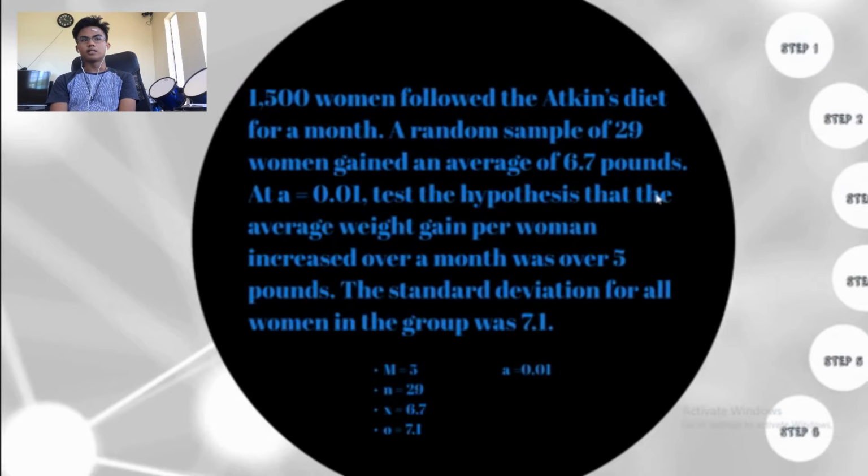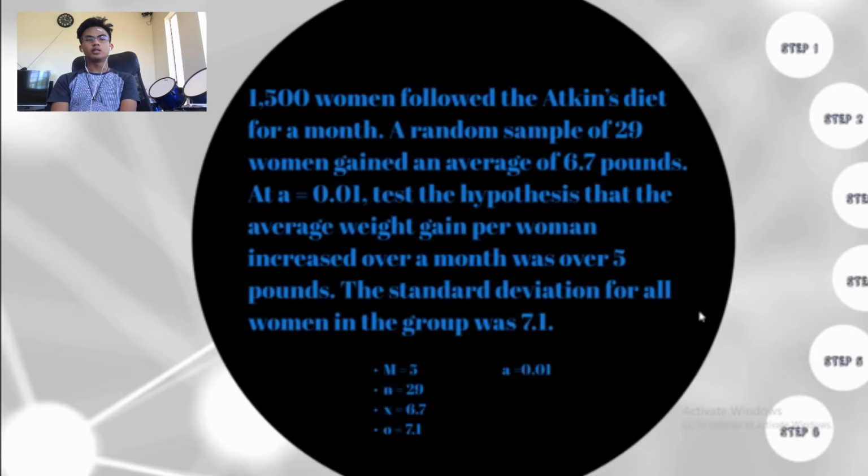Here is another example. Example number 2. 1,500 women followed the Atkins diet for a month. A random sample of 29 women gave an average of 6.7 pounds at alpha is equals to 0.01. Thus, the hypothesis that the average weight gain per woman increased over a month was over 5 pounds. The standard deviation for all women in the group was 7.1.